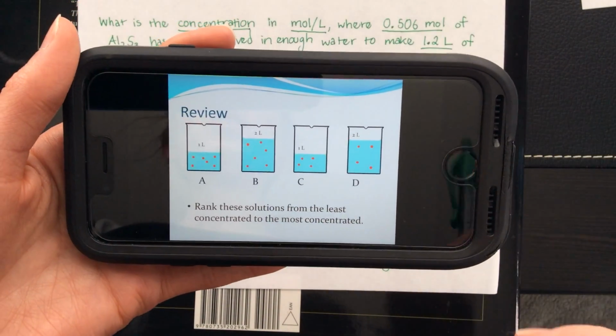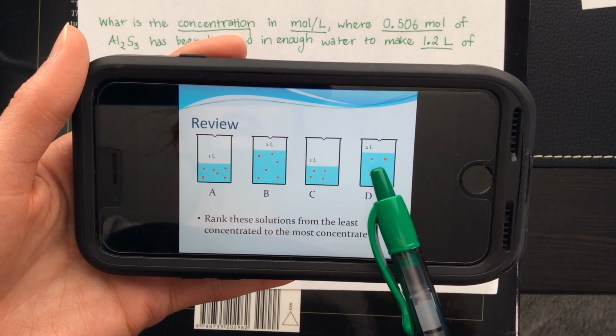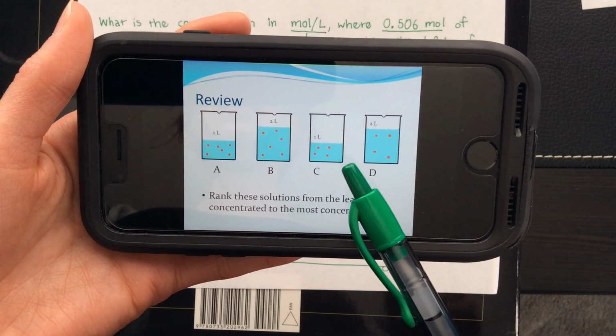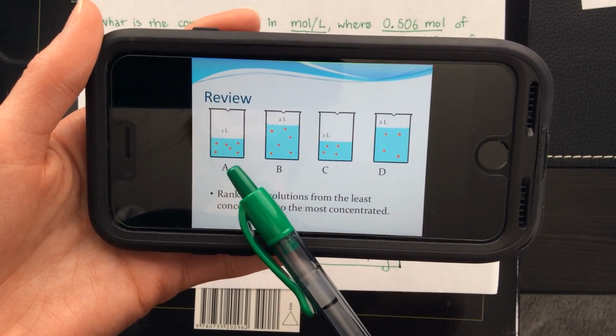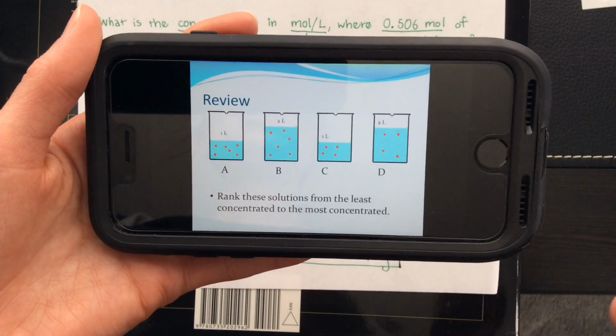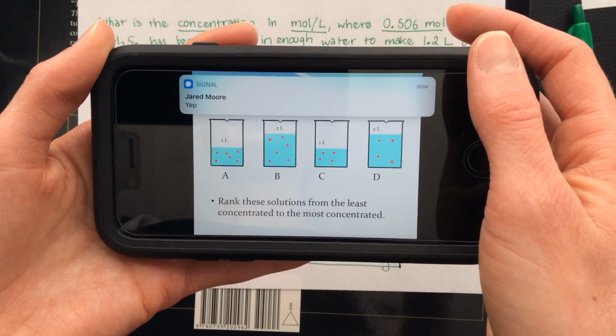So the least concentrated is going to be this one, so D, and then B, and then C, and then A is going to be the most concentrated because this one has 6 dots for every liter. Okay, so you'll need to be able to answer questions like that.